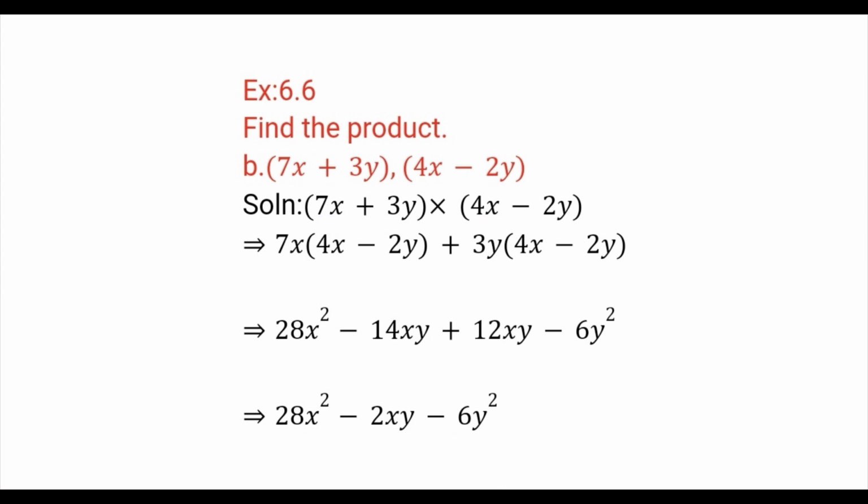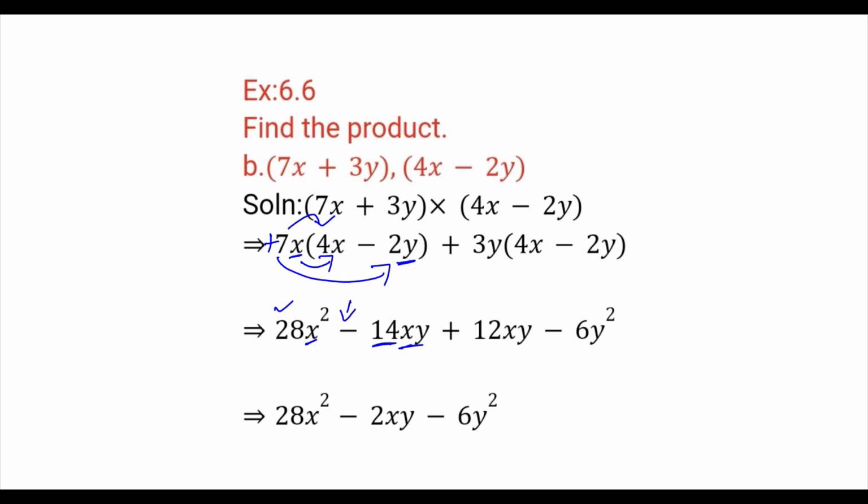So let's start with the numbers first. 7 4s are, we're going to get 28. Then x into x will have x square. Next, remember this is plus here. Okay, so plus into minus will give us minus here. The next numbers again, 7 2s are, we're going to have 14. You can see here, x is here, y is here, right? So simply just write it down, xy.